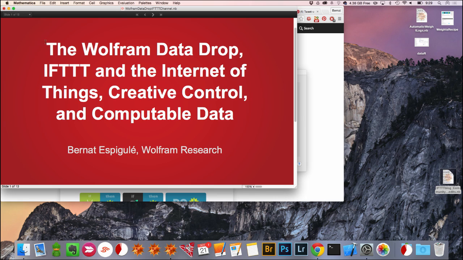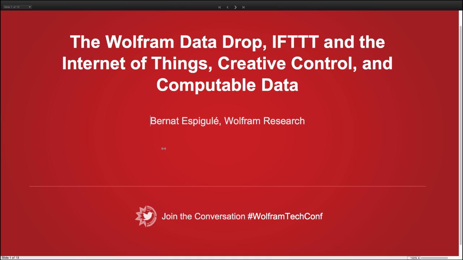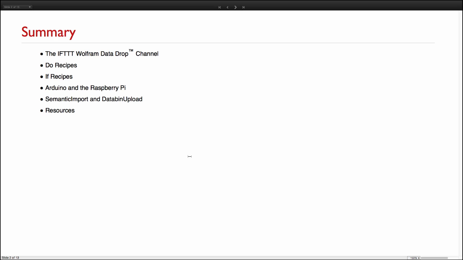So my name is Bernat Espigule, and today I'm going to talk about the If This Then That service. It's an external service, and Wolfram now provides a channel where you can connect to the different channels that are available on this platform. I'm going to talk about this platform and this particular channel, the Wolfram Data Drop, in If This Then That. And then I'm going to go through the different types of recipes that you can create. These are Do recipes and If recipes. And then I'm going to show two examples of how you can use Data Drop with other devices, for example, Arduino and the Raspberry Pi.